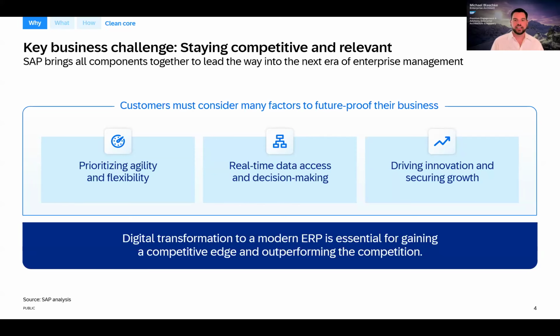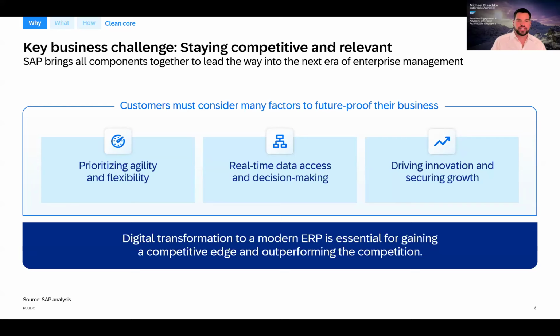As you can see on the slide, customers must consider 3 essential factors to future-proof business operations. First, prioritizing agility and flexibility. In today's business environment, rigidity is the enemy of success. Companies need the ability to pivot quickly when market conditions change, when new regulations emerge, or when unexpected business opportunities arise. Traditional on-premise ERP systems often act like anchors, slowing down the very agility that businesses desperately need.